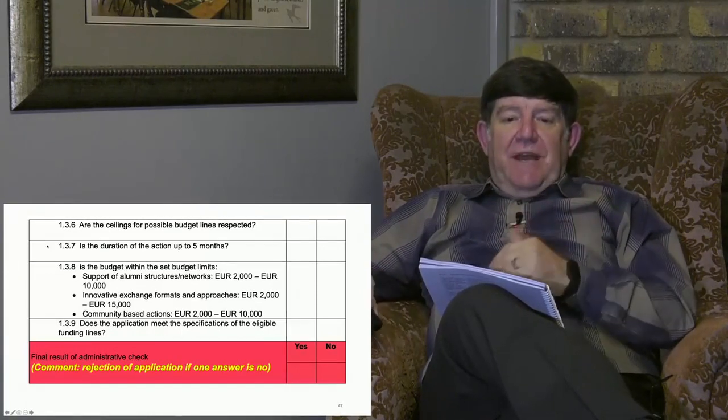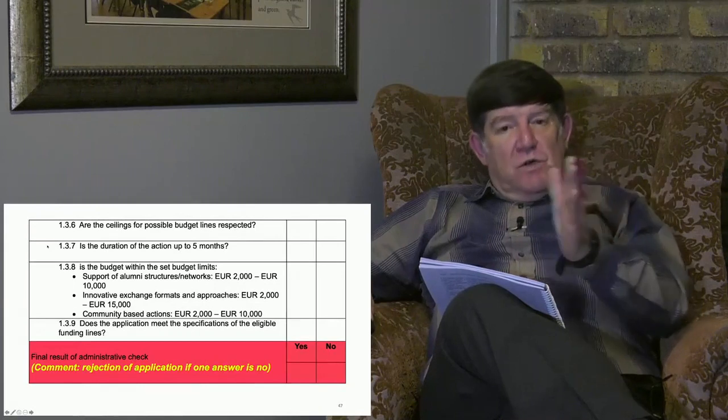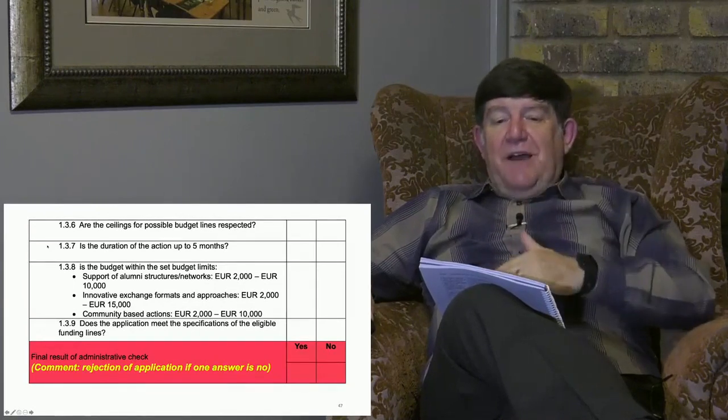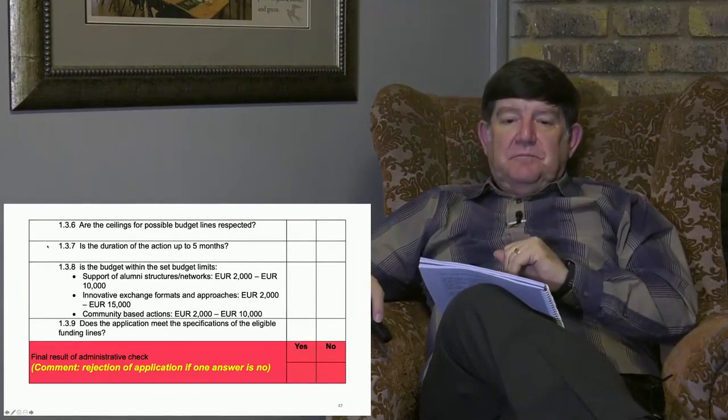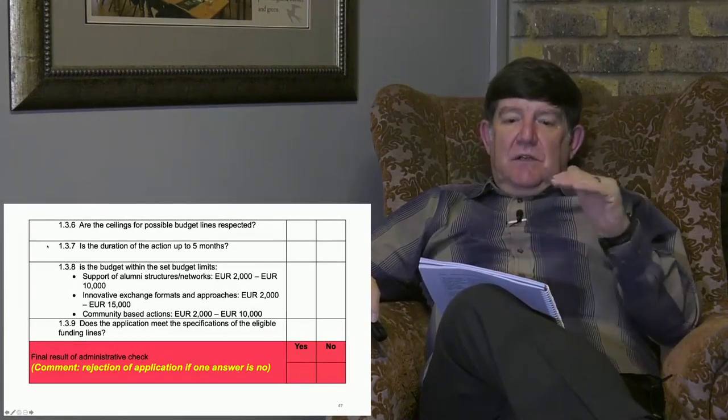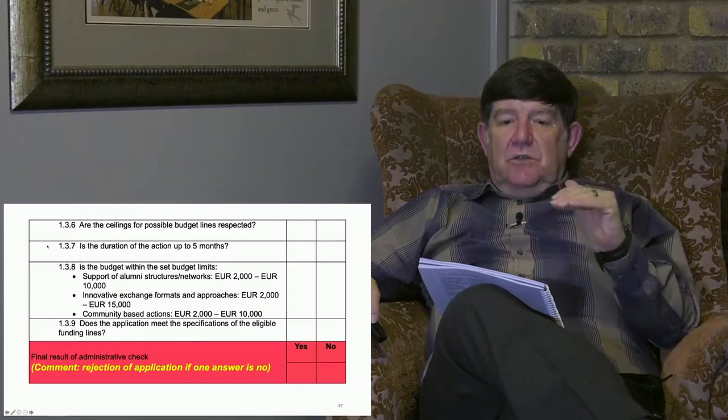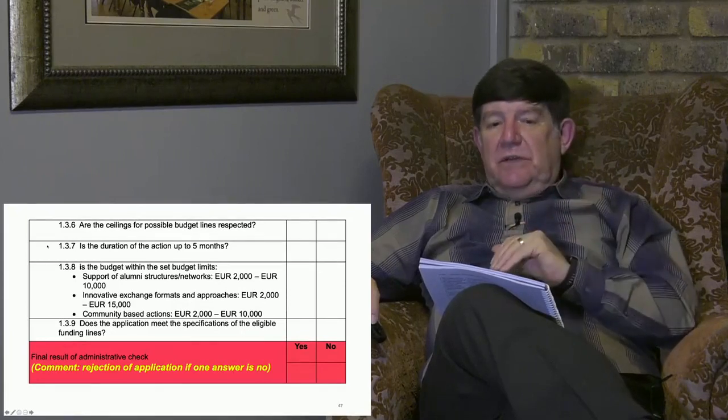Is the duration of the action up to 5 months? We look at your work plan. Is it within 5 months? Will it be completed? Is the budget within the set budget limits? 2,000 to 10,000, 2,000 to 15,000, 2,000 to 10,000.